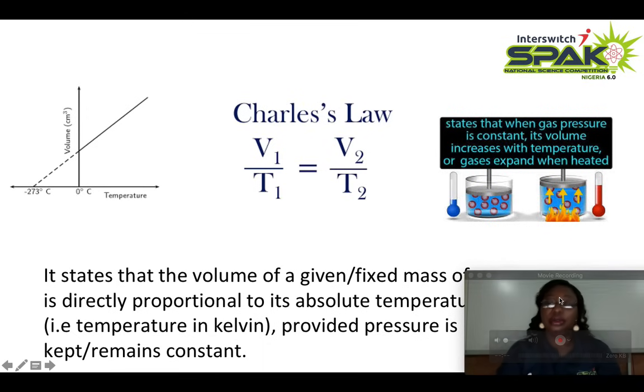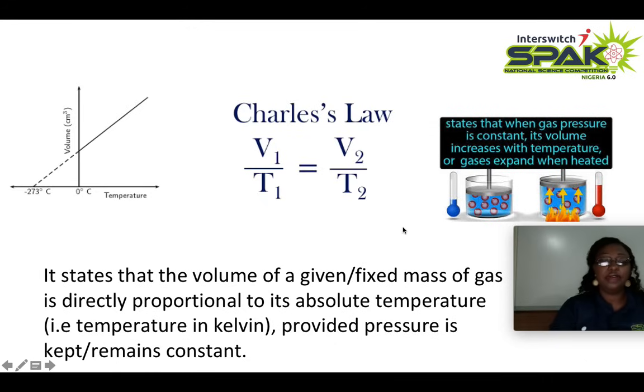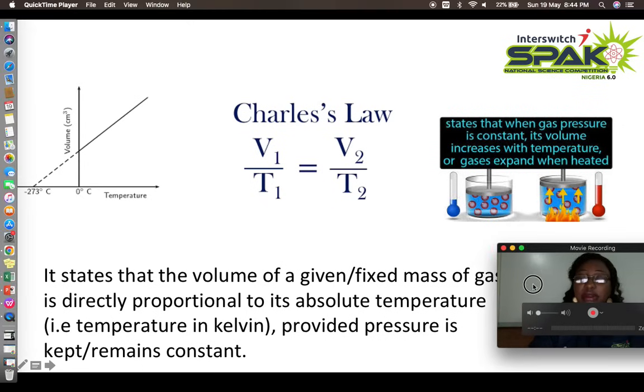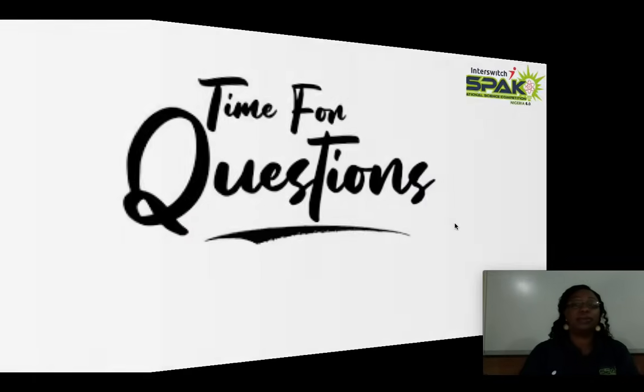We have Charles' law. It says that the volume of a given mass of gas is directly proportional to its absolute temperature. The most important part of that law is the absolute temperature in Kelvin, provided pressure is kept constant. Charles' law is V1 over T1 equals V2 over T2. As your volume is increasing, your temperature is also increasing.